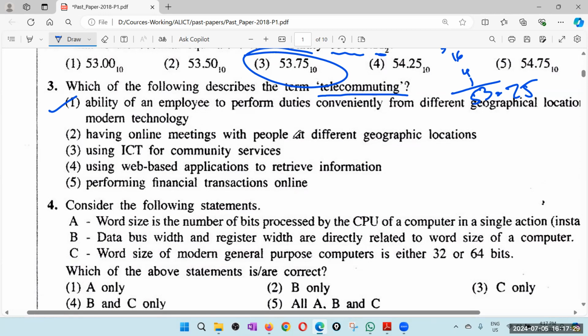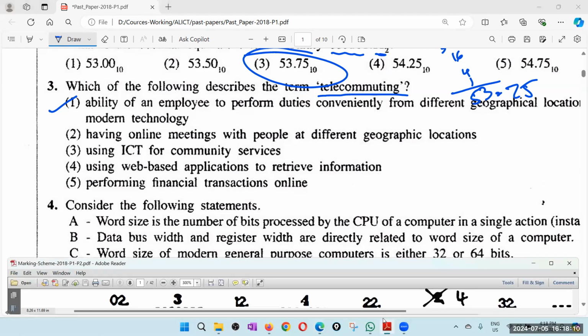Having an online meeting with people at different geographical locations. As I told you, this is also sort of telecommuting, but work from home or work from a remote location is the most suitable answer. So I will still stick with one. Using ICT for community services. No, that is not telecommuting. Using a web-based application to retrieve information. That is not telecommuting. Performing financial transactions online. Basically telecommuting means doing work remotely. So we'll go for one.